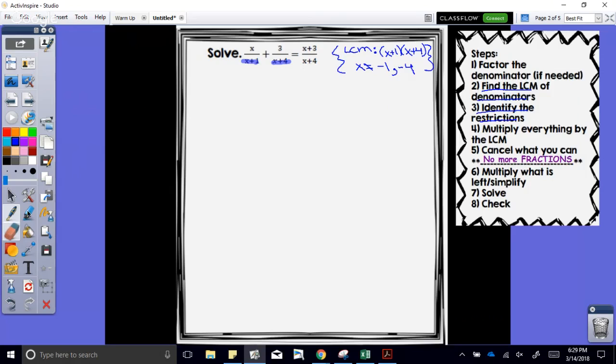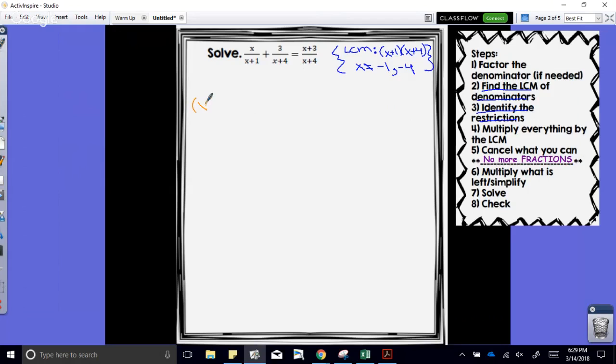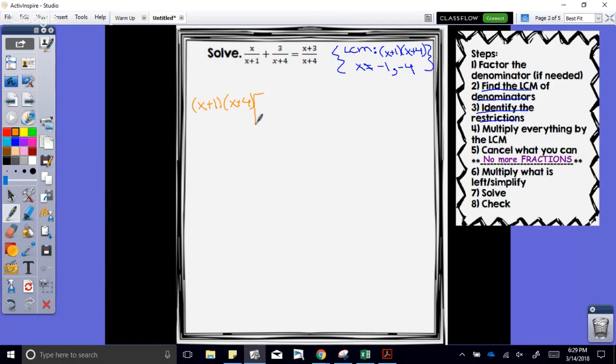For solving, we said we're then going to multiply everything by the LCM. So I'm going to take the LCM, which is x plus 1 times x plus 4, and I'm going to multiply the entire equation. So I'm going to multiply x over x plus 1, and then 3 over x plus 4, and then x plus 3 over x plus 4. So I'm going to multiply all 3 pieces by the LCM.